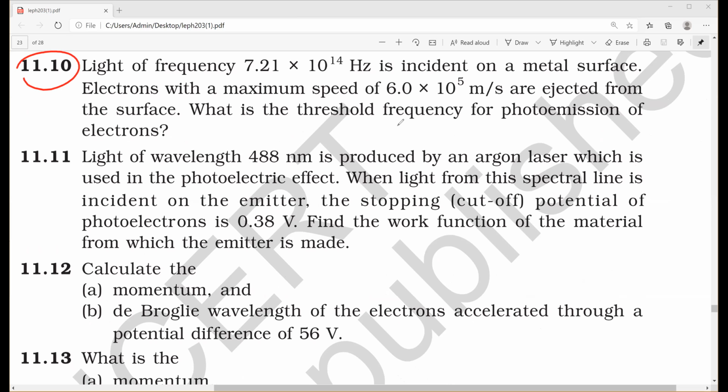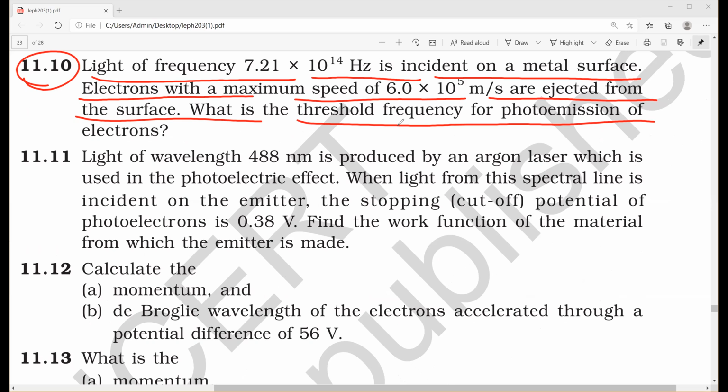11.10, light of frequency 7.21 into 10 to the power of 14 hertz is incident on the metal surface. Electrons with the maximum speed of 6 into 10 to the power of 5 meters per second are ejected from the surface. What is the threshold frequency of the photo emission of the electron, they have asked. So first we have to write the given things, and next we shall try to analyze which formula is useful. So here we shall solve 11.10.